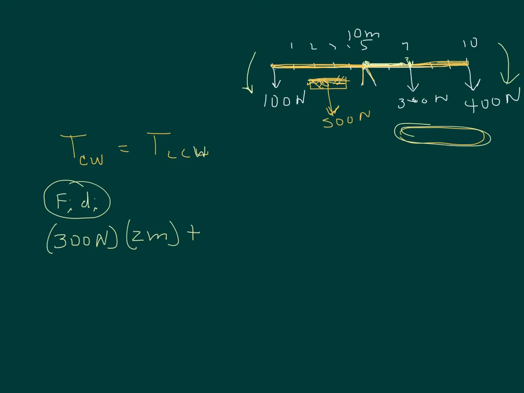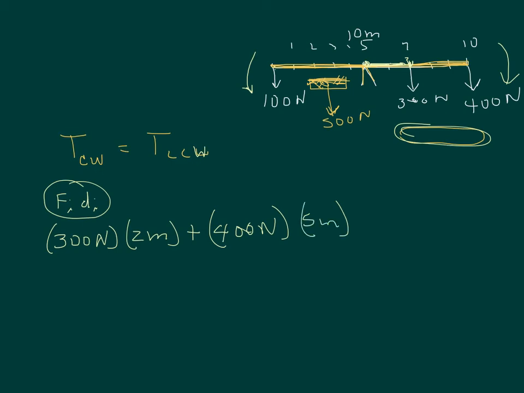Now, another one going clockwise is the 400 newton force. Now, what is its lever arm here, as we call it? Well, if the fulcrum is at 5 and the pole is 10, 10 minus 5 must be 5 meters.